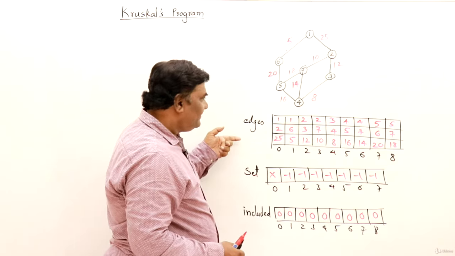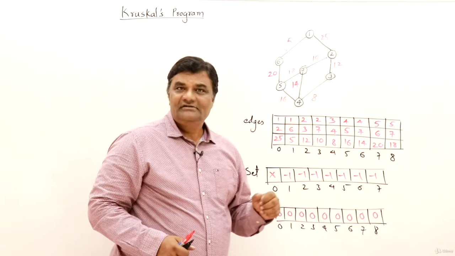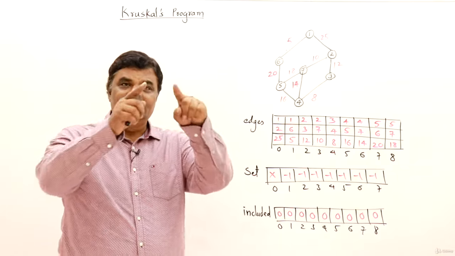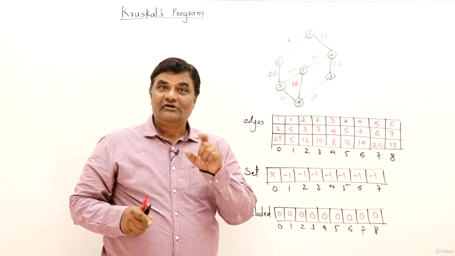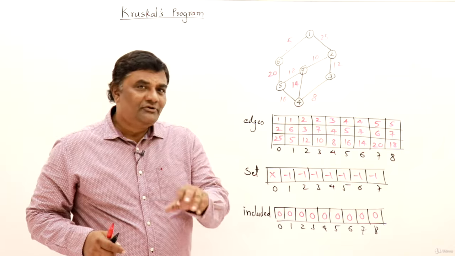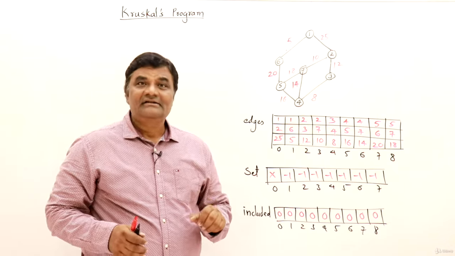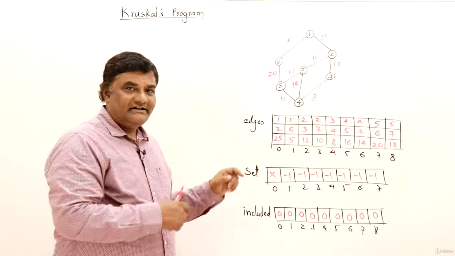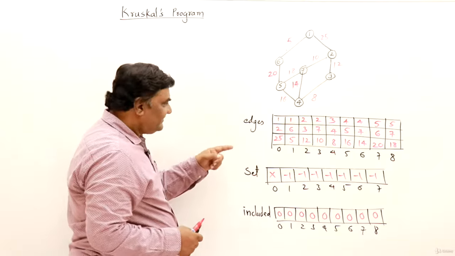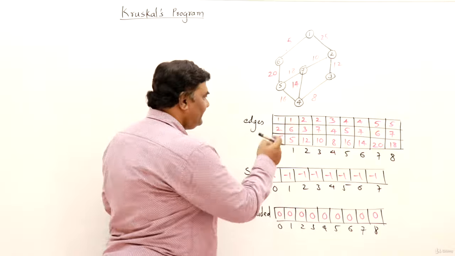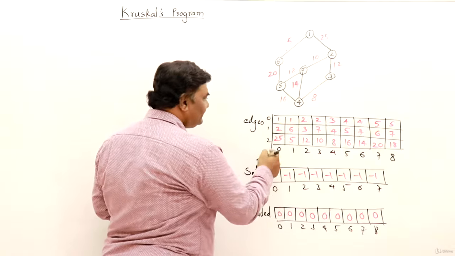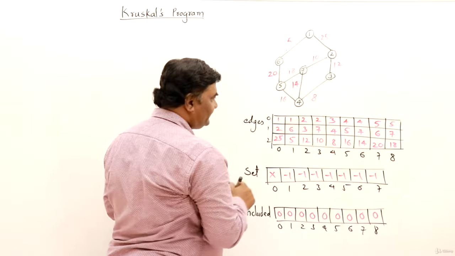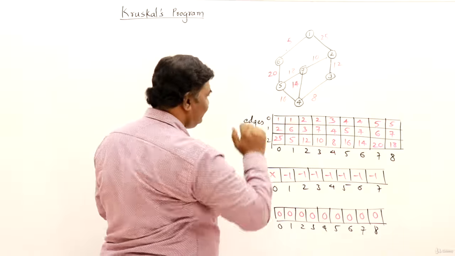See, I have taken an array of edges. If you remember, in Prim's I had taken an adjacency matrix, that is, a cost matrix. But here I am not using an adjacency matrix, I am using a list of edges. So let us see what the contents are. Already I have kept it filled. This is an array of dimension 3 rows and 9 columns. Why 9? Because there are 9 edges.